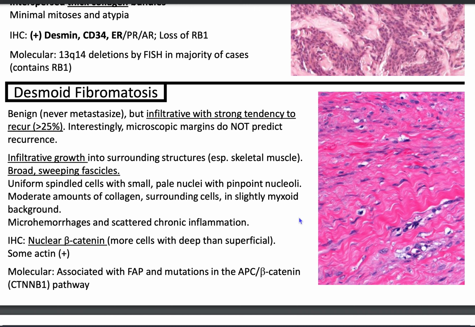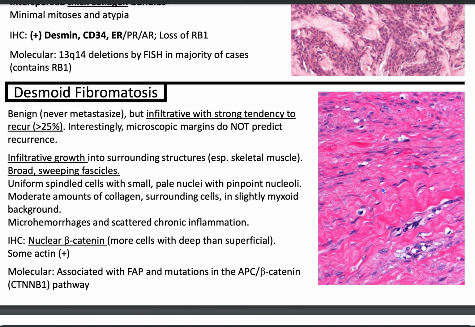All right, desmoid fibromatosis. This is a benign but locally aggressive tumor because there's a strong tendency to recur, greater than 25%. Of interest, if you excise it and there are positive microscopic margins, that does not necessarily predict recurrence. Histologically, you'll have broad sweeping fascicles with infiltrating growth into surrounding structures like skeletal muscle and breast tissue, and these spindle cells are not very atypical. They're small, with pale nuclei and pinpoint nucleoli. They have moderate amounts of collagen with a slightly myxoid background.